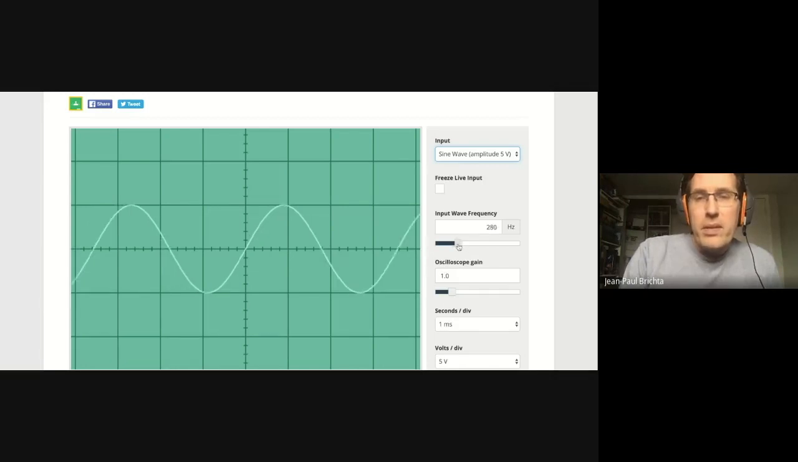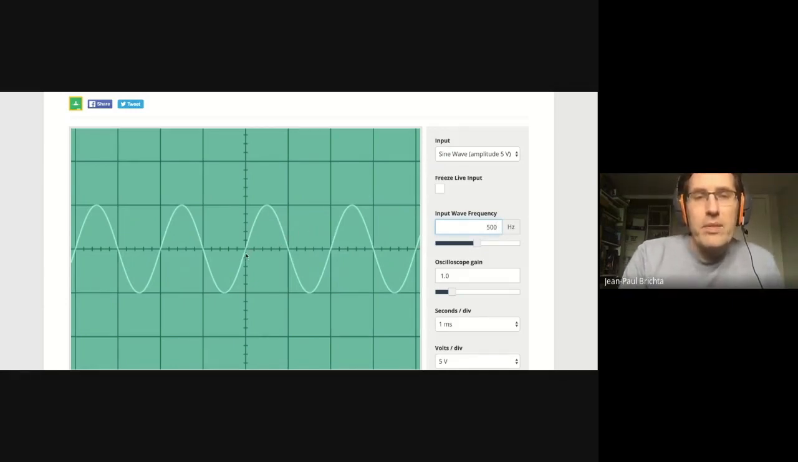If I increase the frequency, so maybe I'll make it like 500 hertz. Can I do that? Close enough. Oh, maybe I can type it. Yeah, there we go. I can type it. Okay, so 500 hertz. Now for 500 hertz, you can see that for one cycle, again, if I start at the origin, one cycle is 1, 2 of these large divisions, which corresponds to a total period of 2 milliseconds.